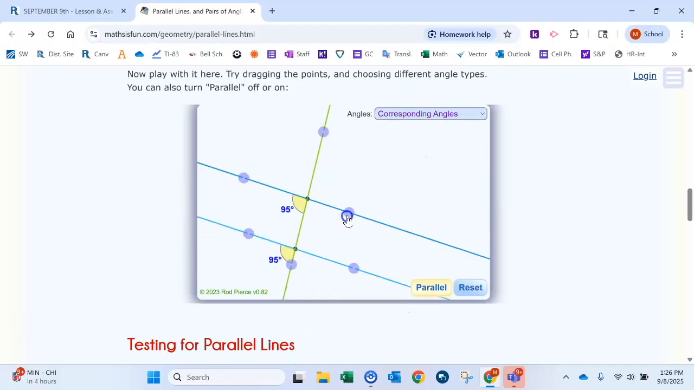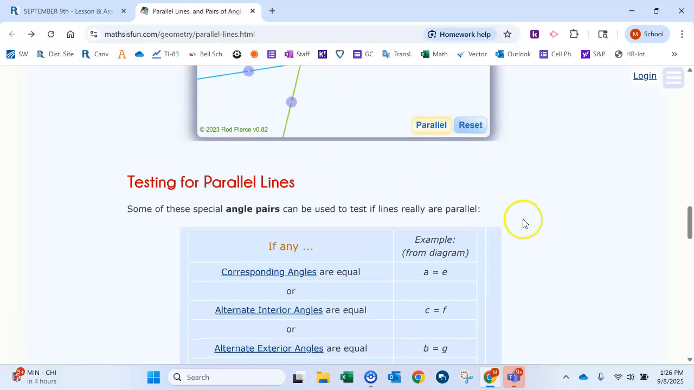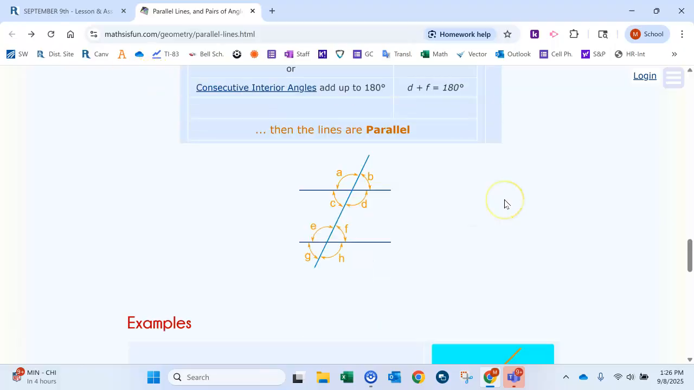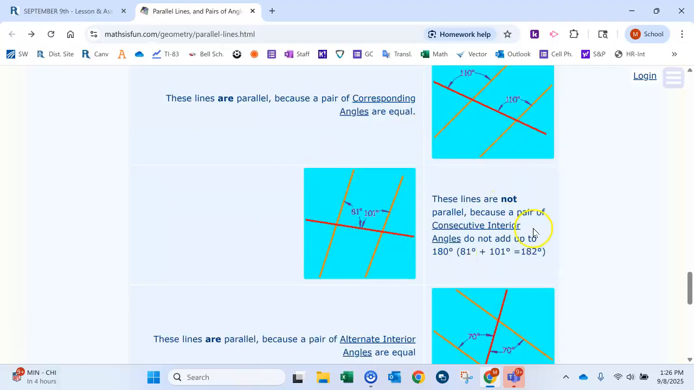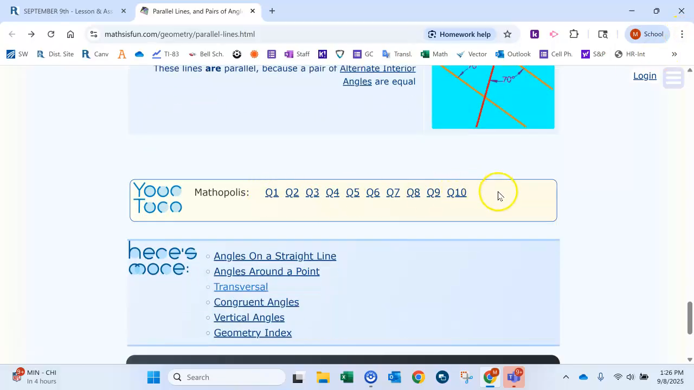And then you can try this a little bit. Then here are ways to test for parallel lines. Go over this when it comes to angle pairs, and some examples. Make sure you translate if you need it and go through this whole thing until you get to the very end. And here are really good questions to test your understanding.